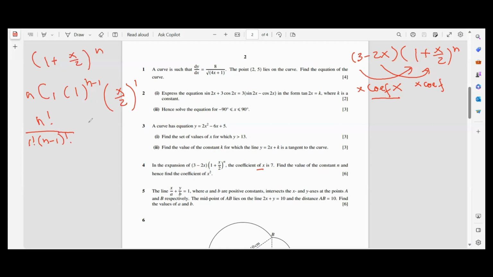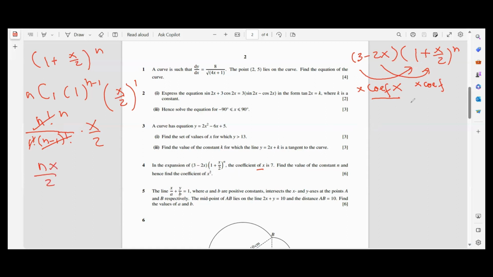1 to the power of anything is 1, so we do not need to write it down. So we have this x over 2, and n minus 1 factorial here. If n factorial is divided by that, we shall get n. So we have n times x over 2.